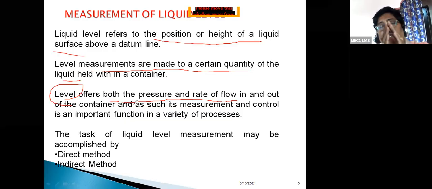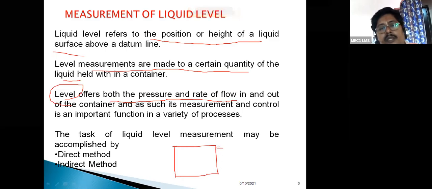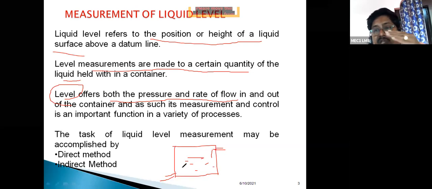For example, this is a container or a tank. Here the water falls from this pipeline. When the water falls, the level, that means the height of the liquid in the tank, changes. So this level mainly depends upon the rate of flow into the tank and out of the tank. Some of the water is utilized for other purposes, and then the level in the tank changes.